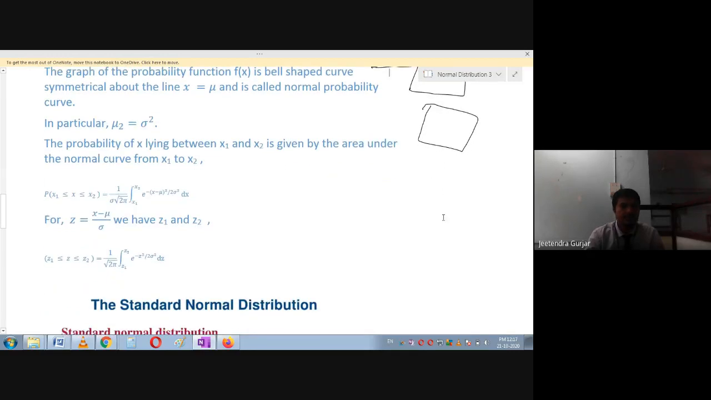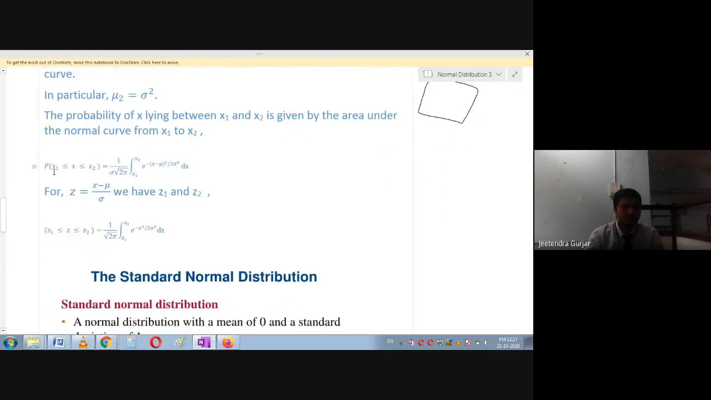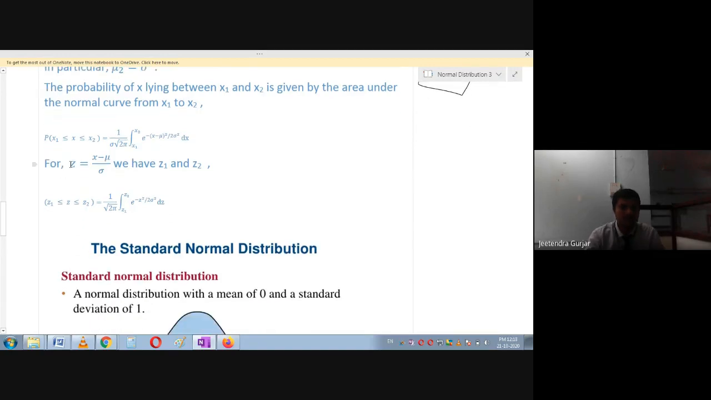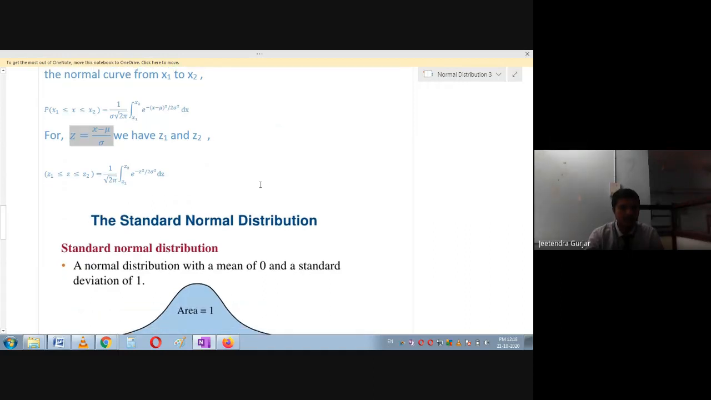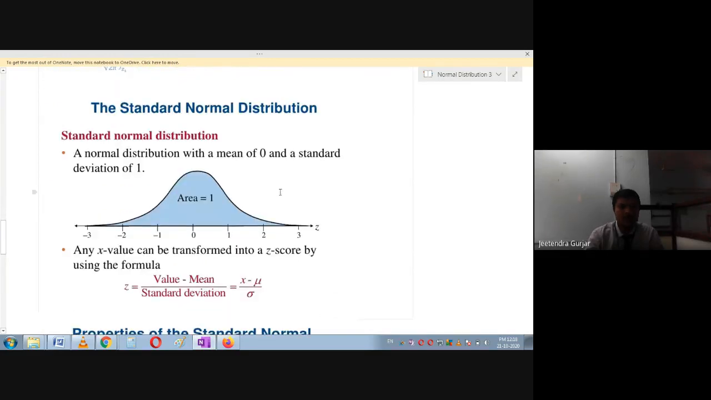Under this normal curve, we can use this formula: p of x1 less than or equal to x less than or equal to x2 is equal to 1 divided by sigma square root 2 pi, integration from x1 to x2, e raised to minus (x minus mu) the whole square divided by 2 sigma square, dx. Please remember this, and very, very important, our variate z is equal to x minus mu divided by sigma. When you come across this standard normal deviation, this is the important part for our examples.